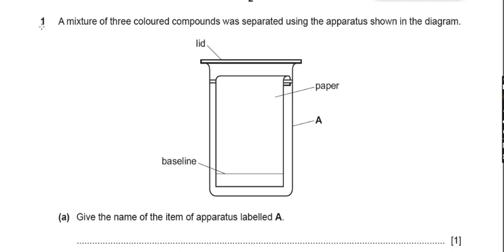Here in question 1, a mixture of 3 colored compounds was separated using the apparatus shown in the diagram. Then he says give the name of the item of apparatus labeled A. So we can easily mention this is a chromatogram tank, or chromatogram jar.